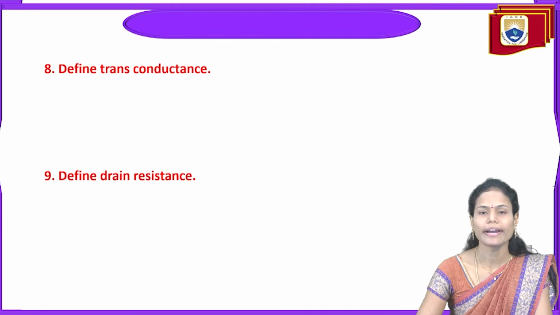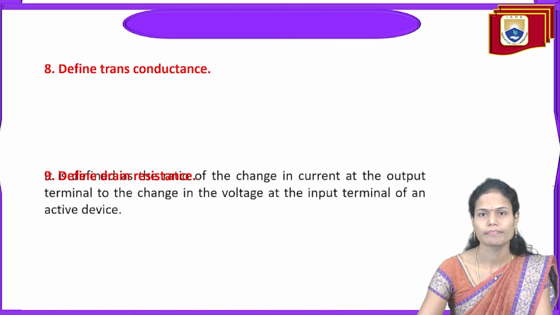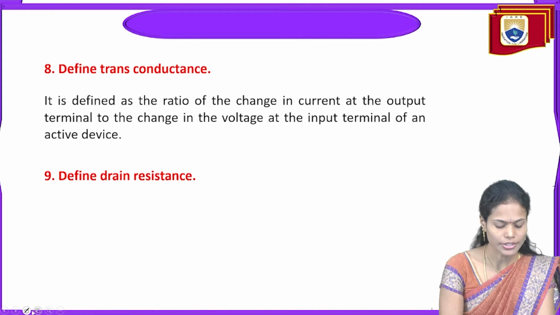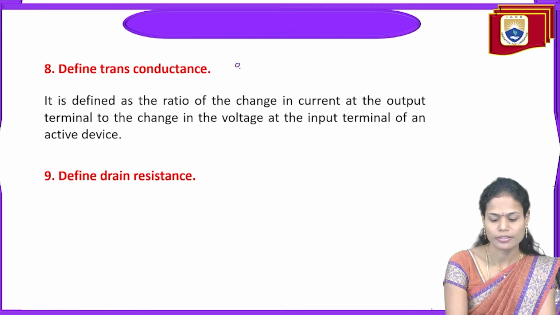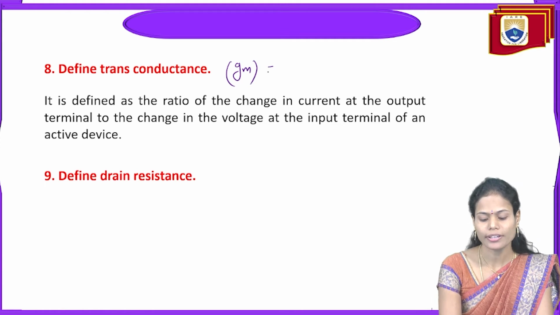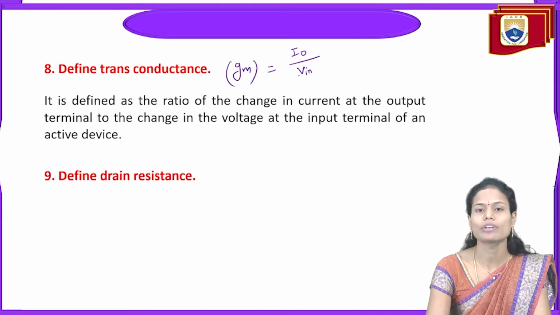And next, define transconductance. So the transconductance we will indicate with GM. GM is nothing but transconductance, and it is the ratio of output current to the input voltage. It is the ratio of output current to the input voltage of any active device. In this case, we are considering the FET, field effect transistor.